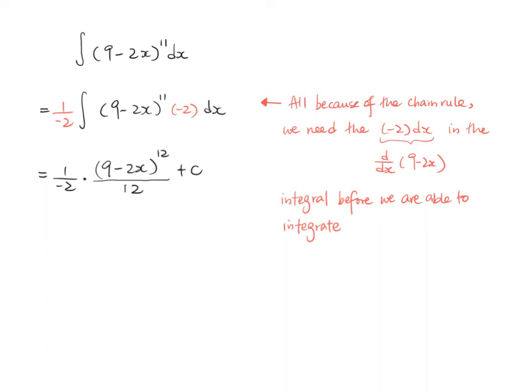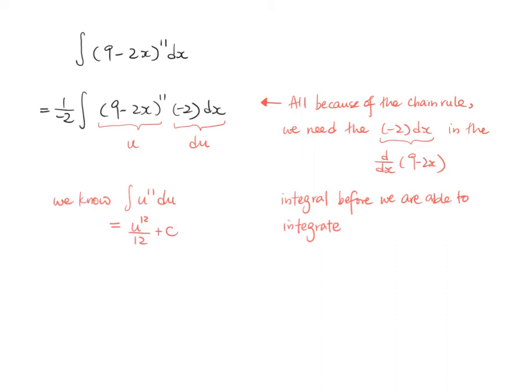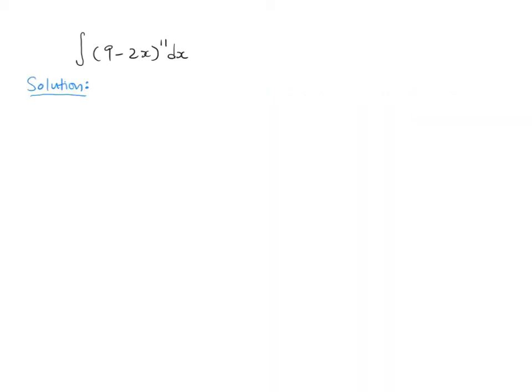Otherwise we cannot. What this is saying is that if you call this u, then this part would be your du. And why do we need this substitution? Because we know that the integral of u to the 11 du is actually u to the 12 over 12. So let's start from the beginning. How do we systematically use this substitution to do this integration?